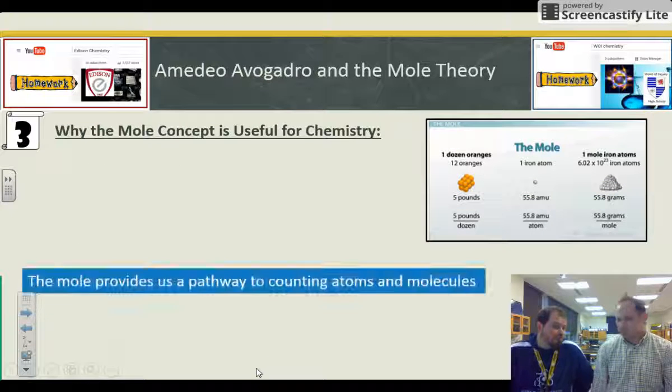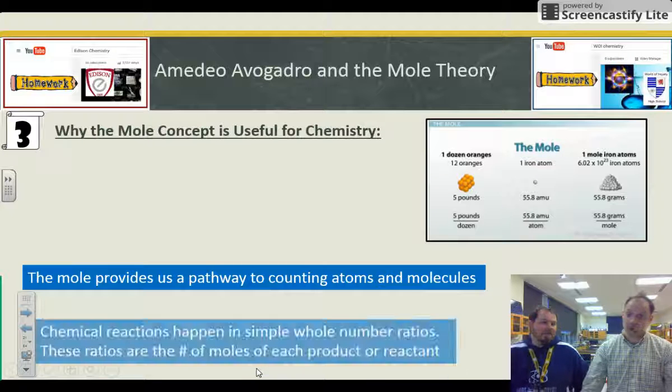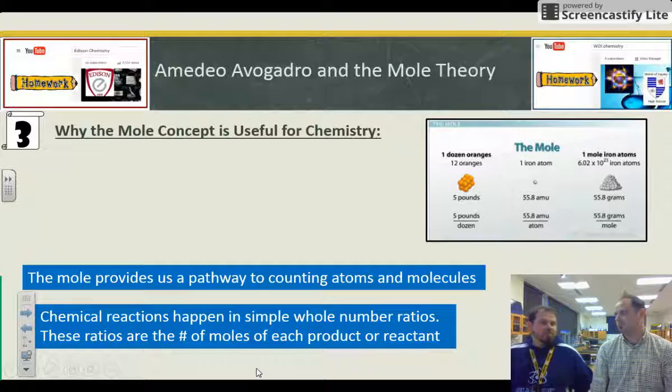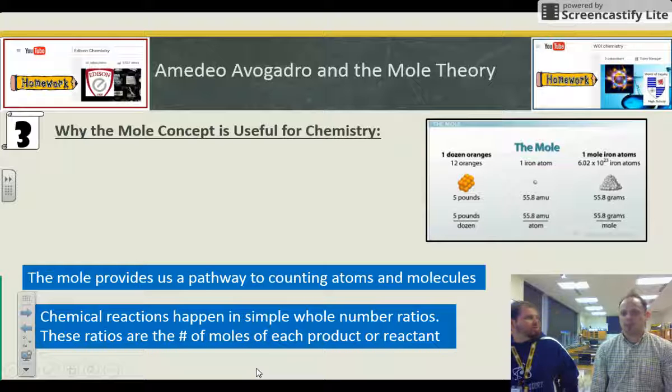Why is it so useful? Well, check it out. It makes it so we can count these atoms. Now these chemical reactions happen in simple whole number ratios, right? These are ratios of numbers of moles of products and reactants, and then we can play games with these moles, and we have fun.